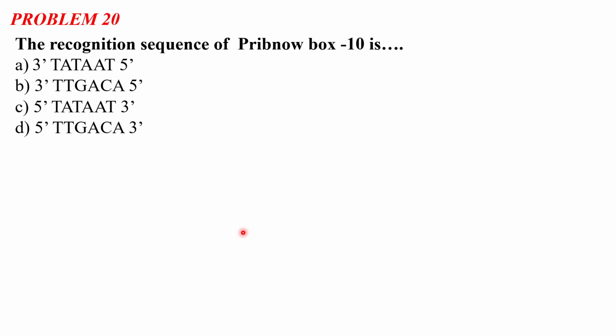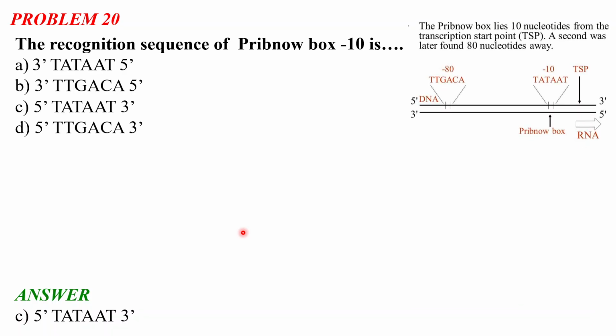because we have to discuss a little bit about the Pribnow box. So the correct answer is number C, 5' TATAAT 3'. The Pribnow box lies 10 nucleotides from the transcription start point, or TSP, and the second element was later found 18 nucleotides away. The Pribnow box resides in this TATAAT sequence, 5 prime to 3 prime. It is known as the Pribnow box, and this is basically on the DNA.